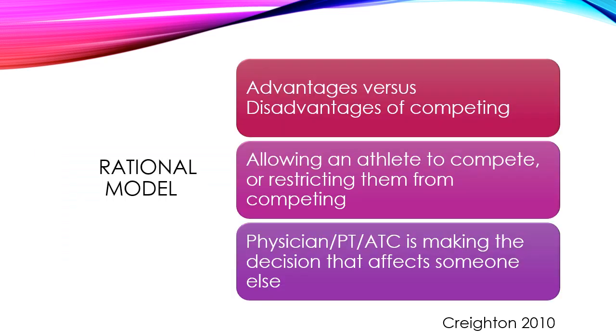And it's a rational model. It talks about the advantages versus disadvantages of allowing someone to compete. There's always going to be an issue or a few things to take into consideration if you allow an athlete to compete or if you restrict them from competing. And essentially, you're making a decision that affects someone else significantly. And so if you choose to let someone go in and play, if they get re-injured, then you certainly could be liable for that. However, on the flip side, if you don't let someone and they lose out on certain things like financial incentives, endorsements, scholarship, you also could be held liable.